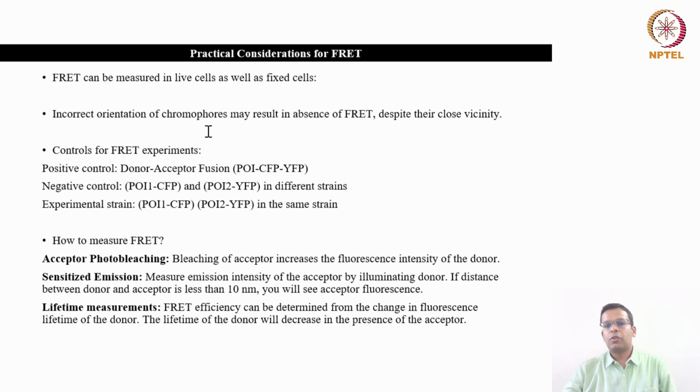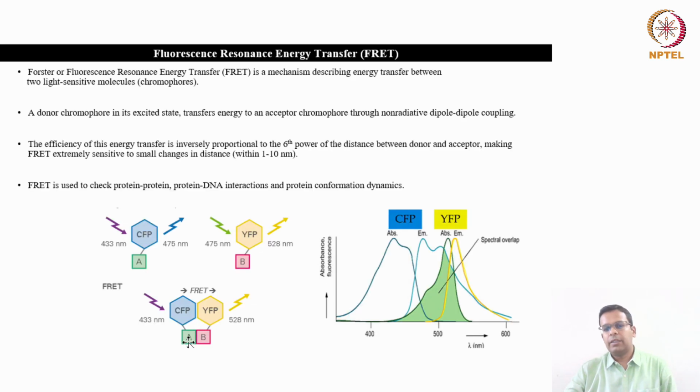Incorrect orientation of chromophores may result in absence of FRET despite their close vicinity. So it is possible that, let's say currently protein A and B are interacting in the right orientation, and that's why you are seeing the FRET. But suppose they interact in this orientation, then it is possible that this CFP and YFP may not come close together, and in that case you may not see FRET signal even though protein A and B are interacting, but in a different orientation.